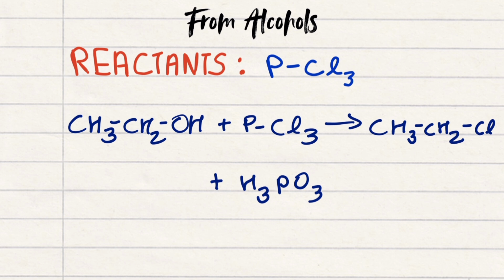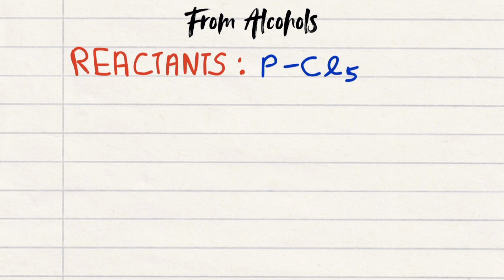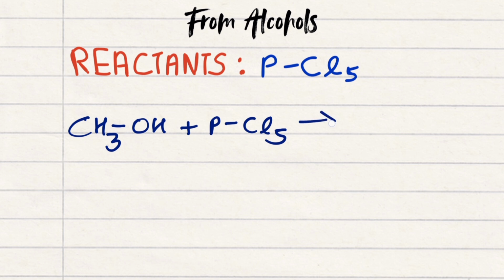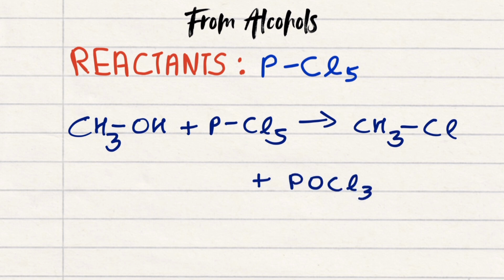Let's get on to the next reagent, PCl5. PCl5 is phosphorus pentachloride. CH3OH plus PCl5 gives chloromethane plus POCl3, phosphoryl chloride. The additional byproduct is HCl.